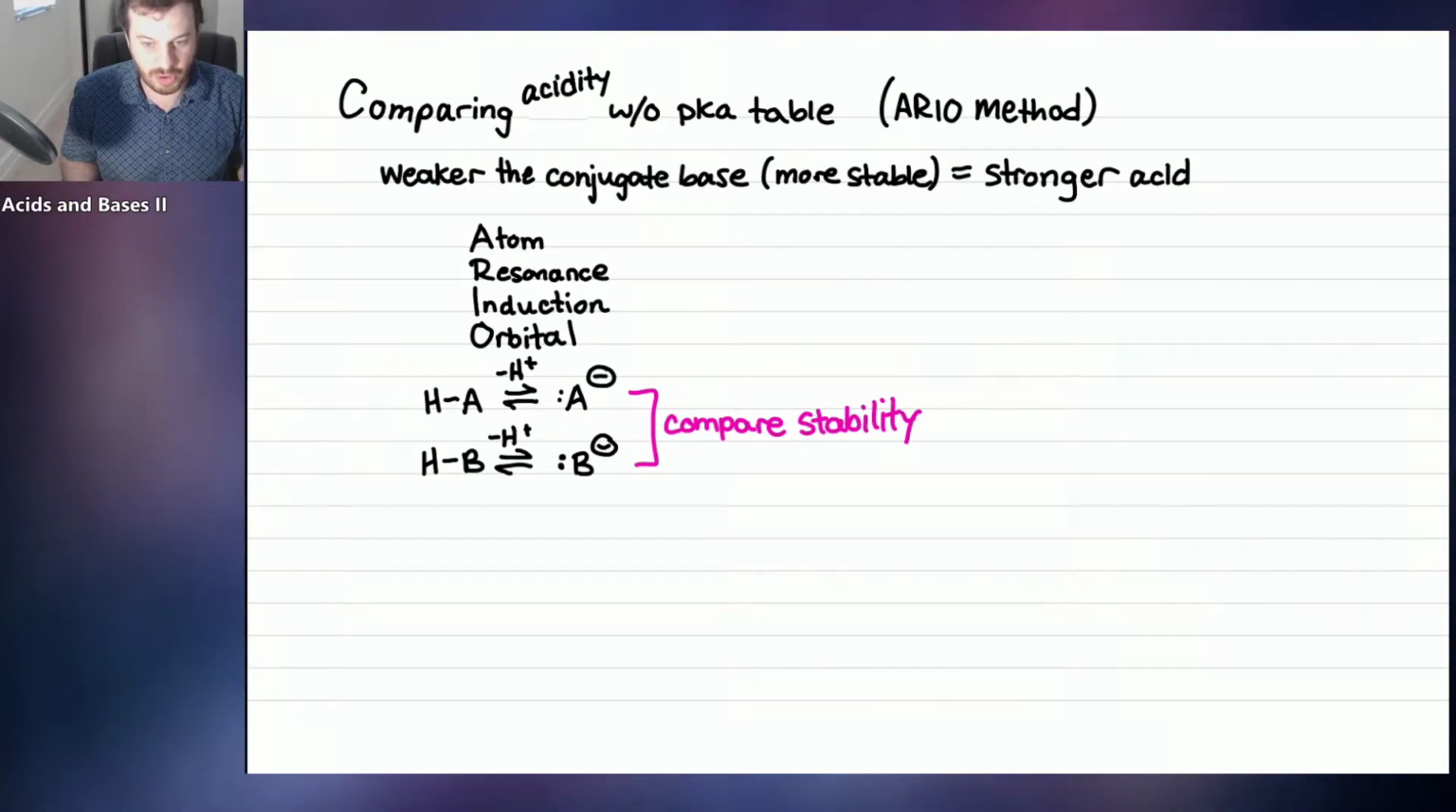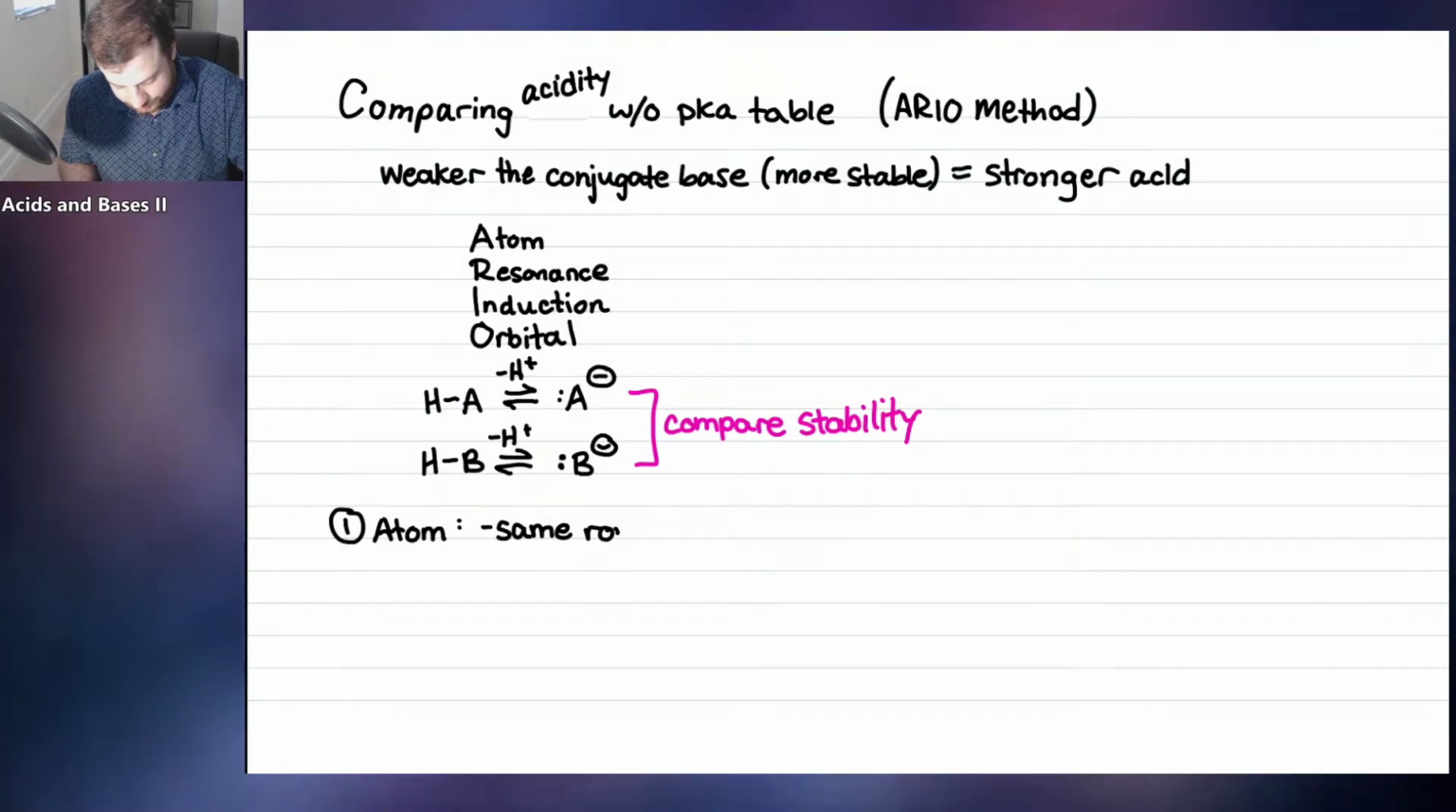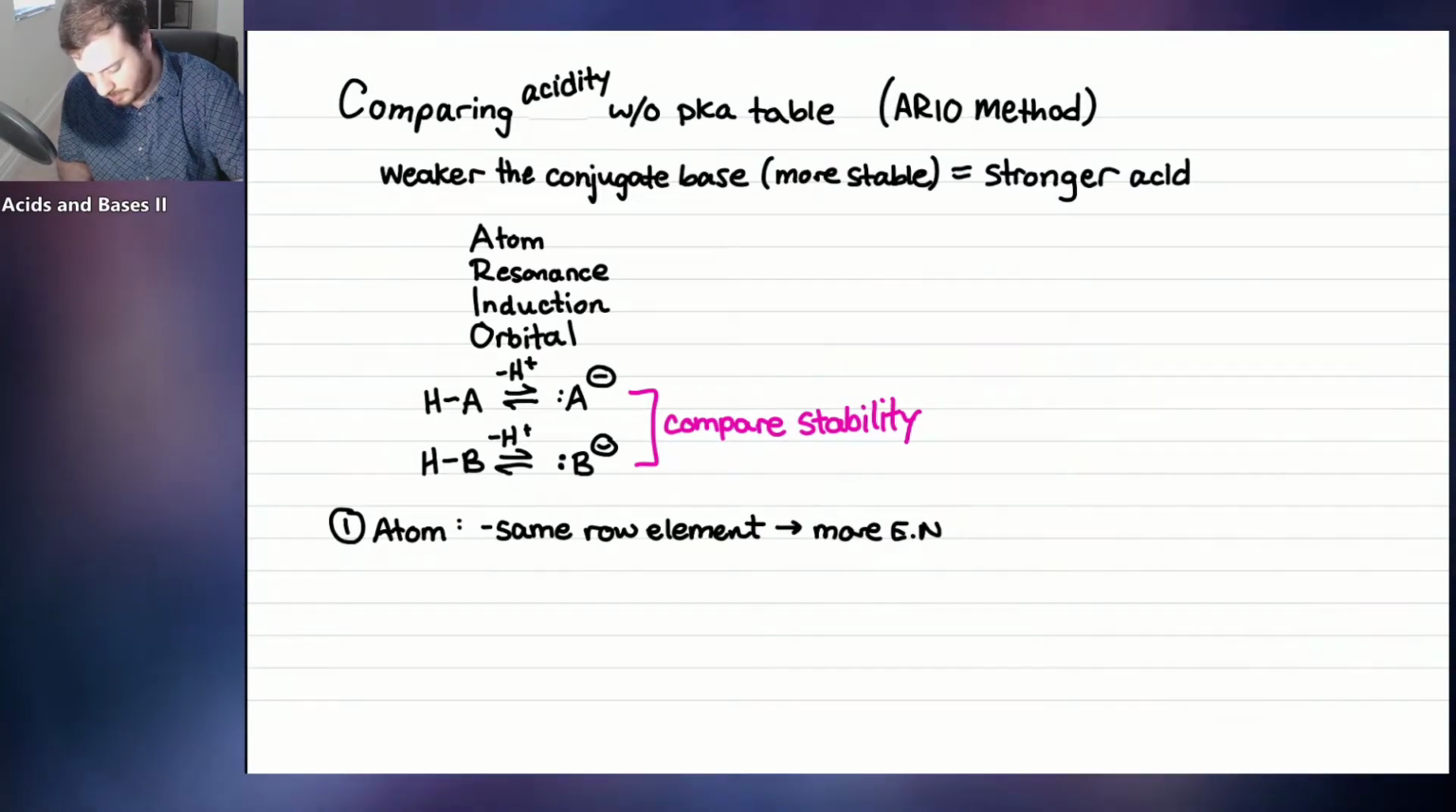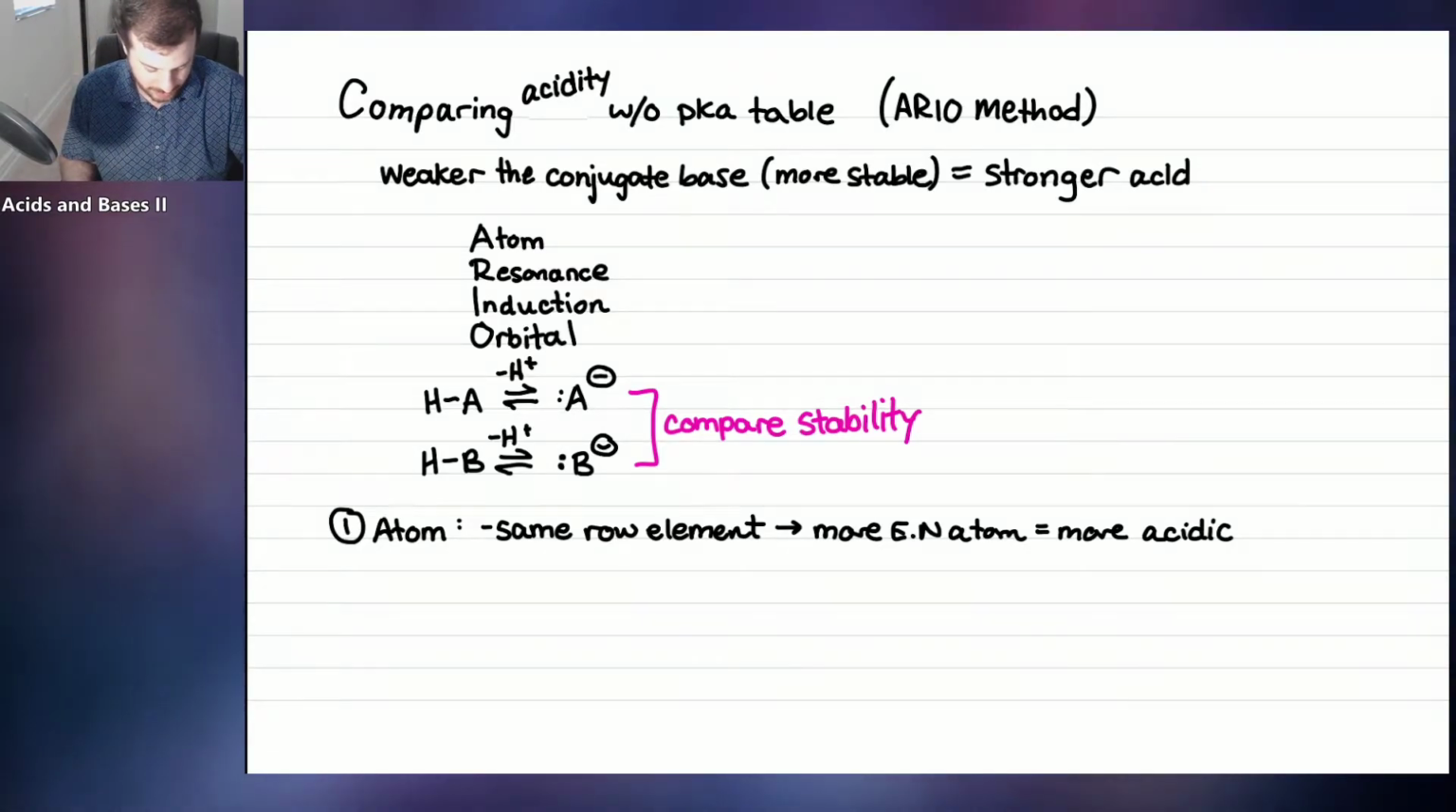And so let's talk about REO, and let's start with number 1, which is atom effect. Okay, atom effect. So the atom effect says, if you're in the same row, more electronegative atoms are more acidic. Let's do an example to compare. Carbon versus oxygen. So let's take a look at two potential acids and use the REO method to determine which one's more acidic. So let's take butane.